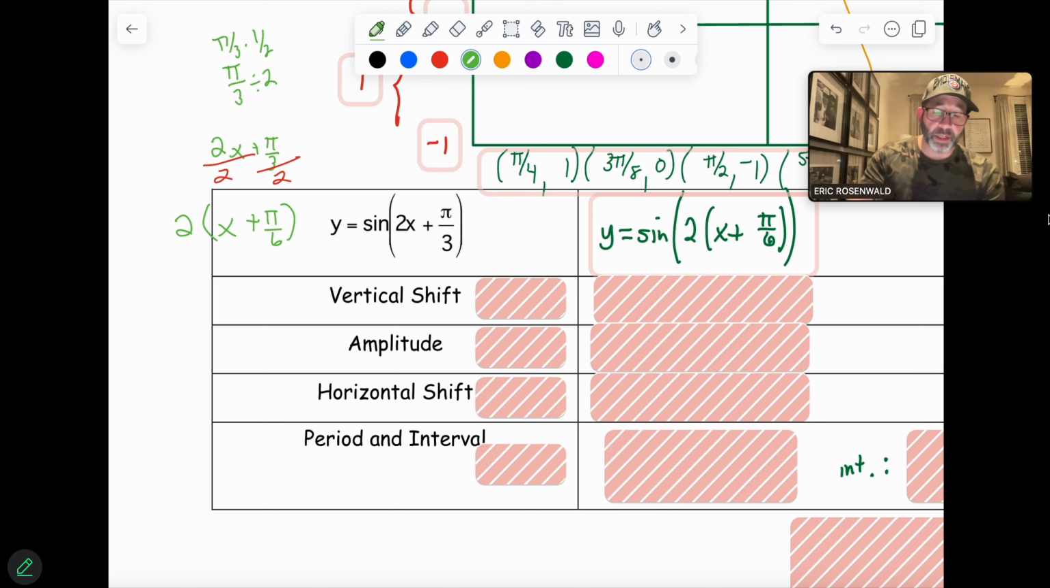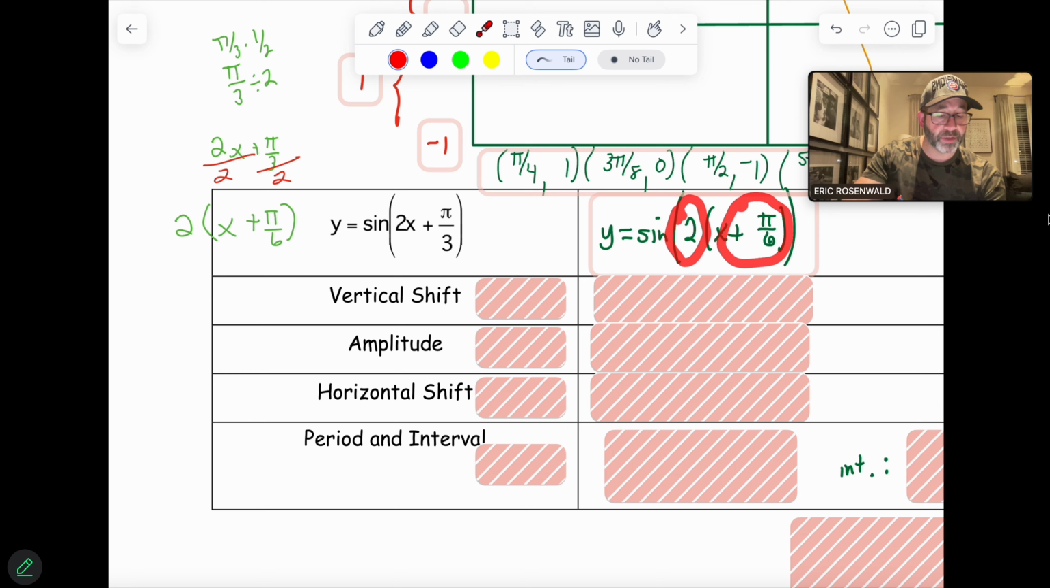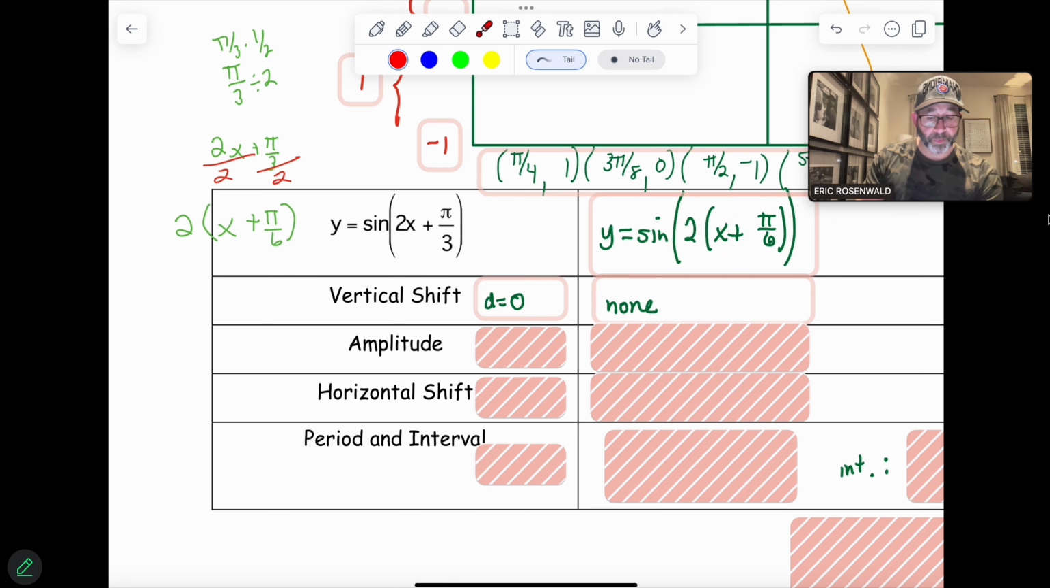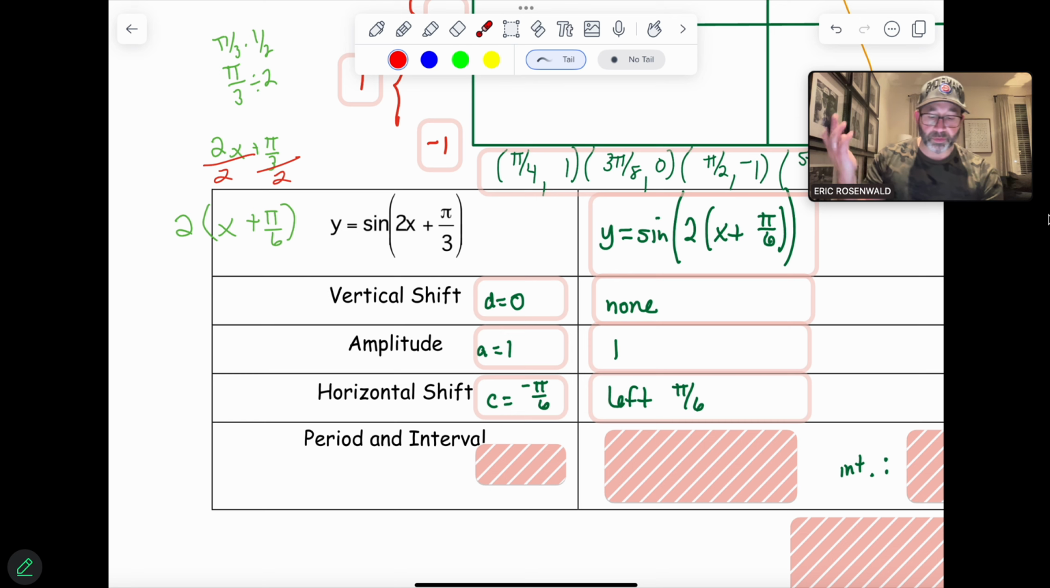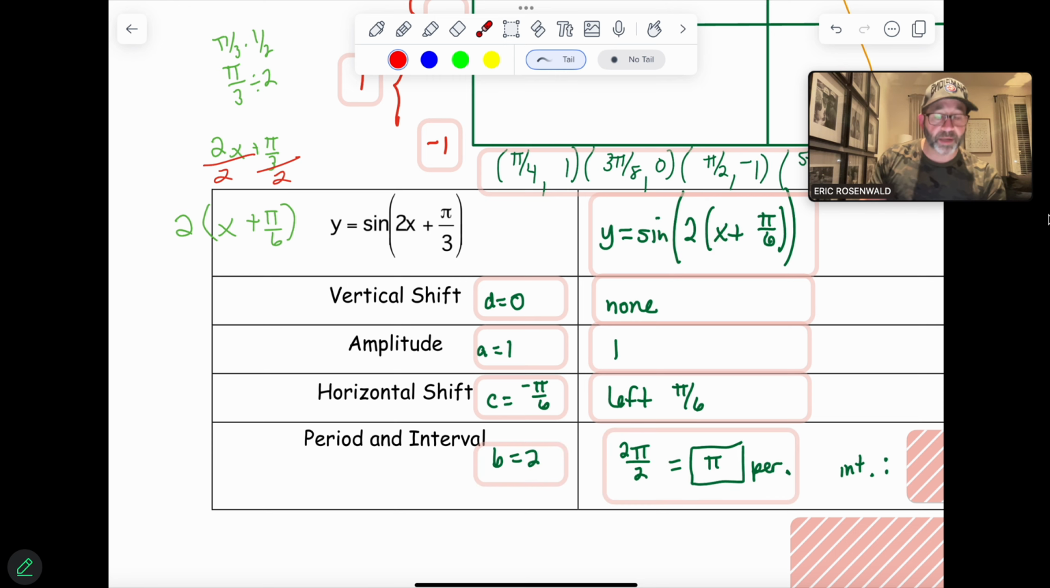So now we could talk about each one of the parts here. We've got a horizontal shrink by 1/2, and we've got a phase shift to the left pi over 6. So there's no up and down shifting. The amplitude for this is still a 1 because there's a 1 in front of the sine right here. The horizontal shift is that this is going to go left pi over 6. And then for the period, the b value in this is equal to 2. So we're going to have 2 pi divided by 2, which means now my period is pi. So instead of taking 2 pi, it's half of it.